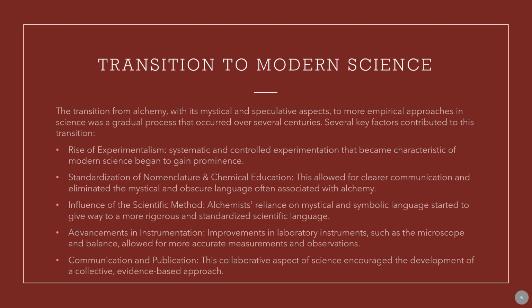The influence of the scientific method. Alchemists' reliance on mystical and symbolic language started to give way to more rigorous and standardized scientific language and a method of doing science, which we, of course, have been talking about. But there were also some advancements in instrumentation: microscopes, good balances, and telescopes, the other one, and it allowed for more accurate measurements and observations.